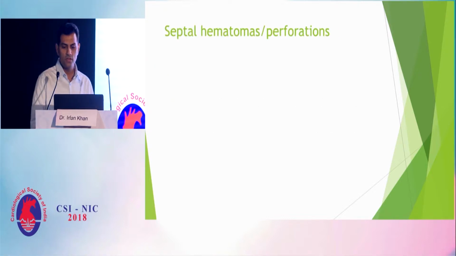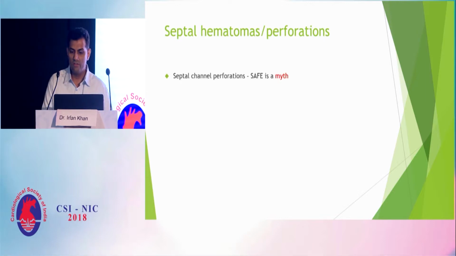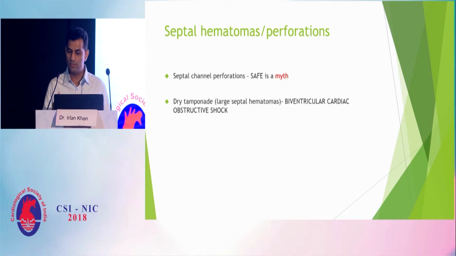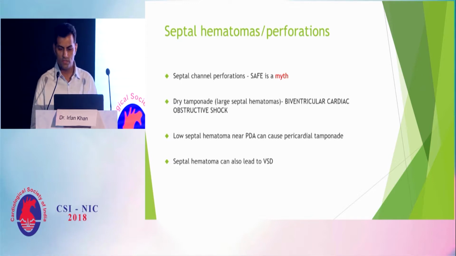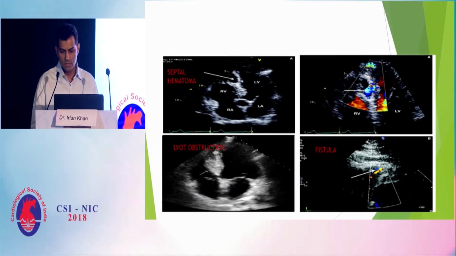So septal channel perforation being safe is, I think, a myth. You can have dry tamponade. Dry tamponade means large septal hematomas, which can cause inflow obstruction or outflow obstruction. They can cause left ventricular outflow tract obstruction leading to biventricular obstructive shock. You can have low septal hematomas near the PDA which can cause pericardial tamponade. Septal hematomas can also lead to VSDs. This picture shows the echocardiographic pictures of septal hematomas, VSD, LVOT obstruction due to increase in the septal thickness, and fistula formation.